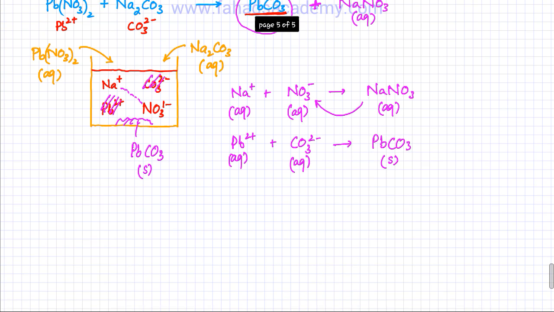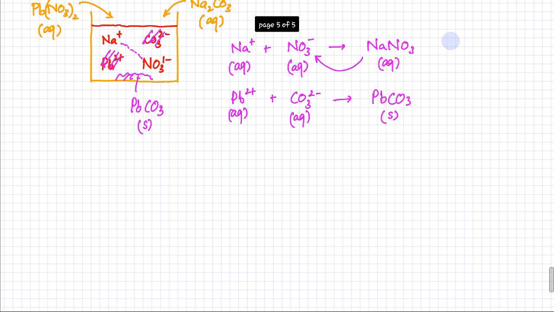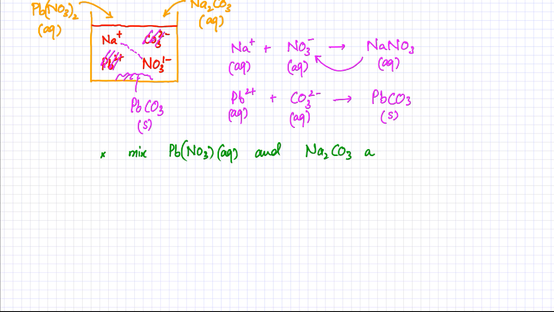So what you're going to write in your exam when you write this down is that you're going to tell which two reactants you're going to mix. In this particular case, you're going to mix lead nitrate aqueous and sodium carbonate aqueous, and you're going to filter out the precipitate which would be formed, which would be lead carbonate. So filter out the precipitate.